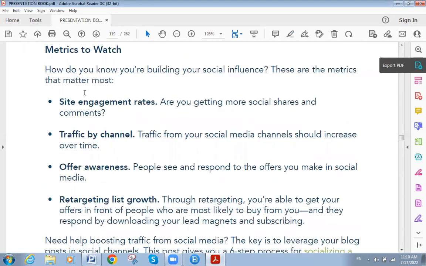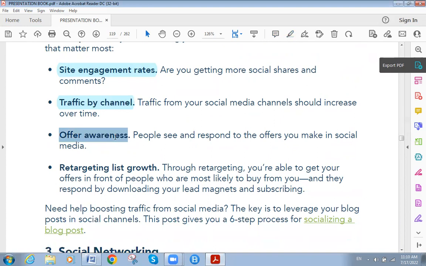Metrics are almost the same, because we have the site engagement rate or the metrics to see if people do watch you or not. Metrics to watch: traffic by channel, how many people came to your channel, offer awareness, and retargeting list growth.